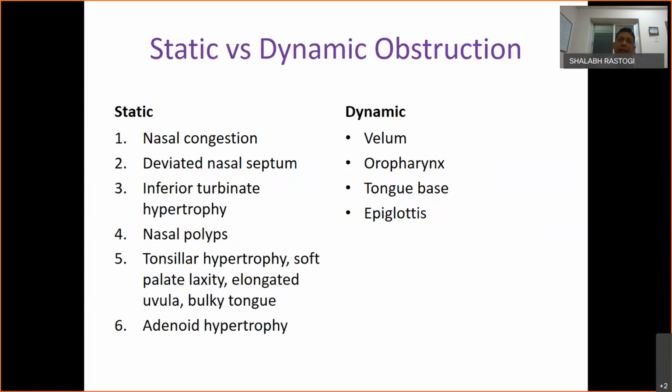So after DISE or dynamic MRI, you get to know the various levels of obstruction. Now there is a concept of static and dynamic obstruction. The static obstruction is there, which is present always. It can be nasal congestion, nasal polyp, deviated septum, inferior turbinate hypertrophy, tonsils, adenoids. The other thing is dynamic, which is not present during the awake state, but present only during the sleep phase. So these are from the palate, oropharynx, tongue base, and epiglottis.